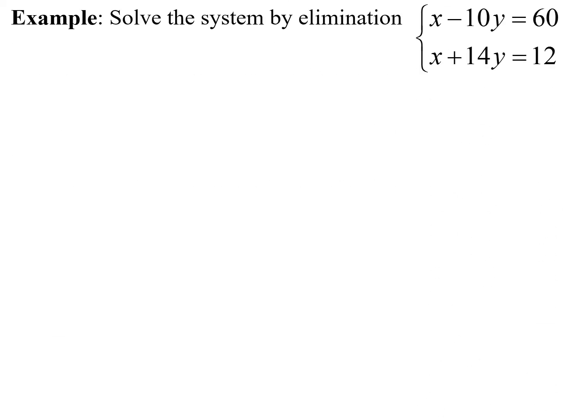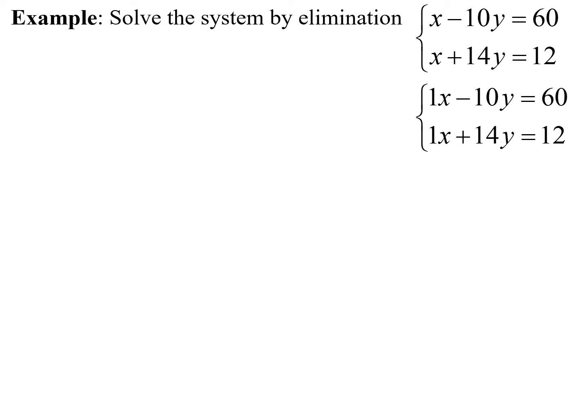The next system we're going to solve by elimination is x minus 10y equals 60 and x plus 14y equals 12. Again, we see that the x terms and the y terms are both on the left-hand side, so that's one of the indicators that solving by elimination is going to be possible. Now, for our x terms, we don't see a coefficient, a number in front of the x. So when I don't see a number, I know that I can always multiply by 1 and it doesn't change the value. So let's think of this system as 1x minus 10y equals 60 and 1x plus 14y equals 12.